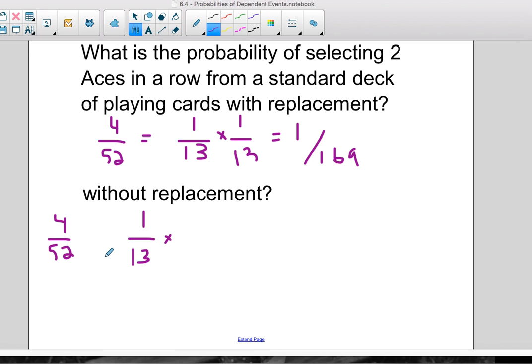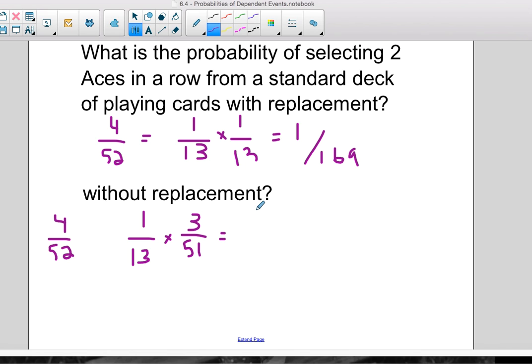if you didn't replace the card, then the probability you draw another ace after that means there's only three favorable outcomes left. There's only three aces left, and there's only 51 cards left. The sample space changed, but so did the number of favorable outcomes. And it's not the same thing as 4 out of 52. It's a different ratio, even though they both went down by one. It's not the same probability.